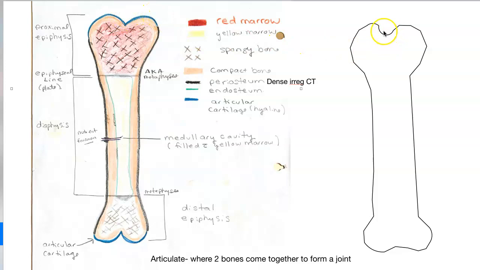Now, once you have your articular cartilage drawn, where your articular cartilage stops, you are going to draw something that's going to go all the way around the bone from one articular cartilage to the other. That is going to be called the periosteum. This is all the way around the bone. Peri means around. Oste means bone. Periosteum completely surrounds the bone.